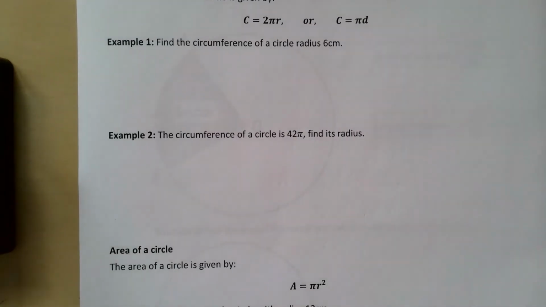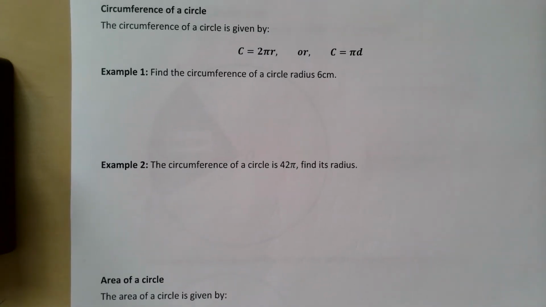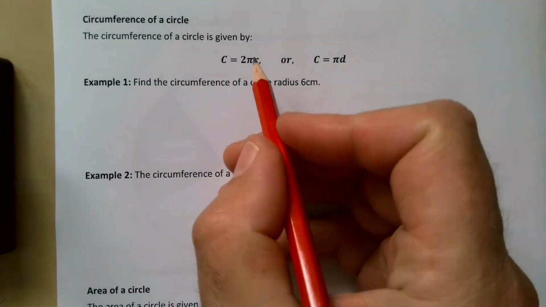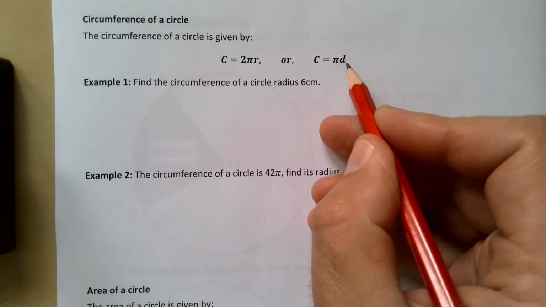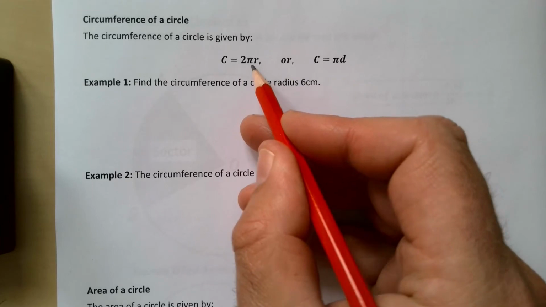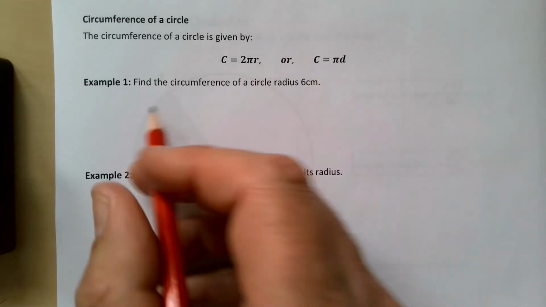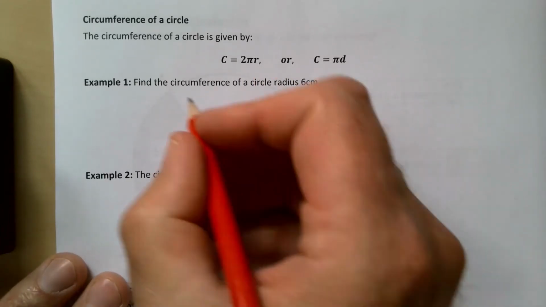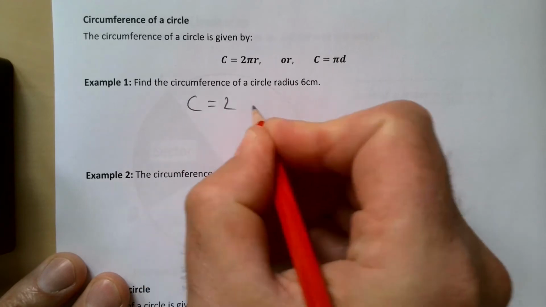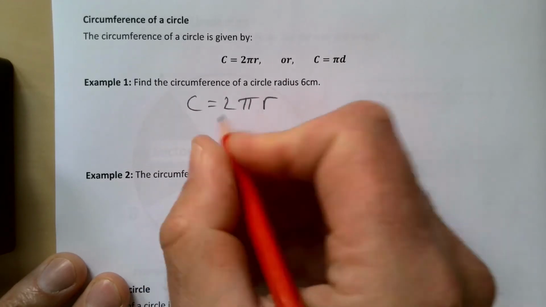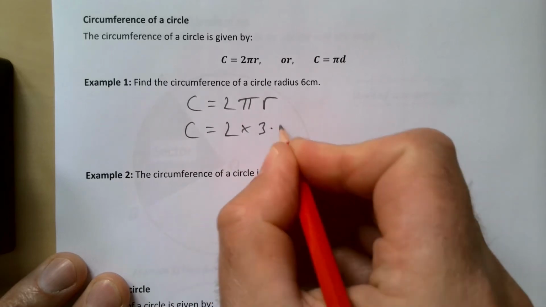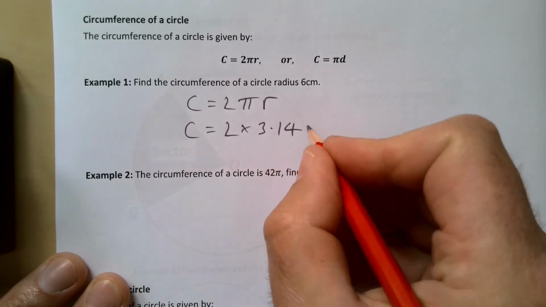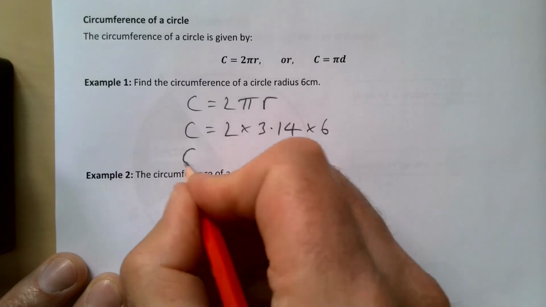The next one then is a wee bit on circles. So first of all, circumference of a circle, you should know this from last year. C is 2 pi r, or C is pi times d. Of course, 2r, the two radiuses, is the same as the diameter. So find the circumference of a circle, radius 6 centimeters. Circumference is 2 times pi times r. Circumference is 2 times, and I'm going to use 3.14, you can, of course, use calculator pi, and that times by 6.